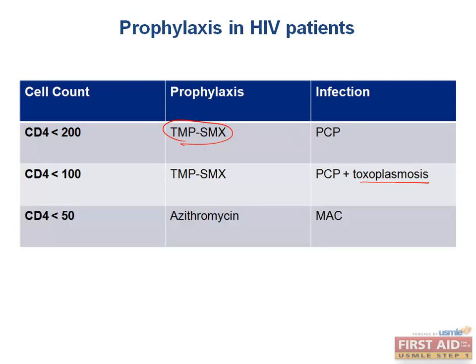Finally, patients with even a lower CD4 count of less than 50 should also be receiving azithromycin. This is used to prevent MAC or MAC. So these patients will already be receiving Bactrim to cover both PCP and toxoplasmosis, and then you'll be adding azithromycin to cover MAC. Another important consideration in this case is the prevention of mother-to-child transmission of HIV. We're going to come back and talk about this a little bit later, but the key drug is zidovudine, or ZDV, which is also known as AZT. It is a reverse transcriptase inhibitor.